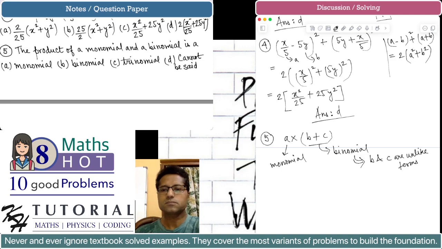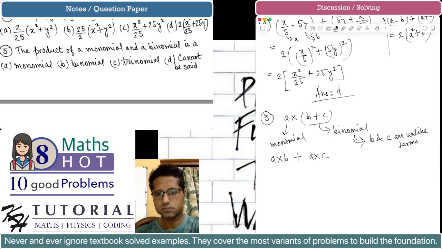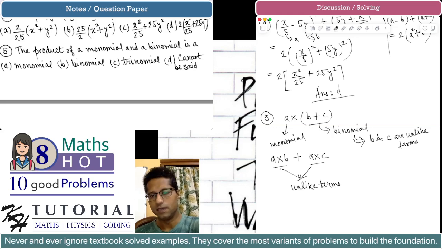Now the concept is, A into B plus C is equal to A into B plus A into C. Now since B and C are unlike terms, these two terms, that is A into B and A into C, are unlike terms, because A into B has a common factor A, and A into C also has a common factor A. But since B and C are unlike terms, if you multiply two unlike terms with a monomial, then the results will also be unlike terms. So we will definitely have A into B and A into C as unlike terms.